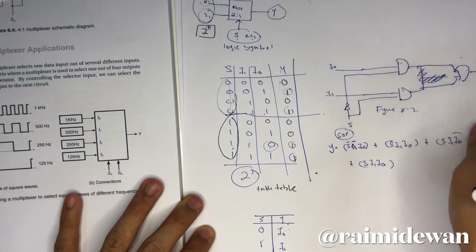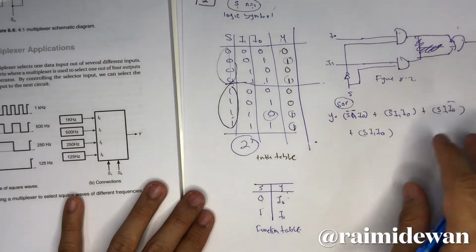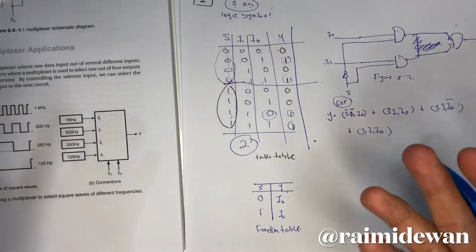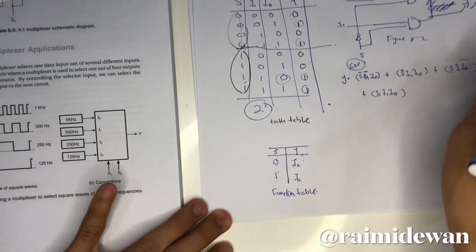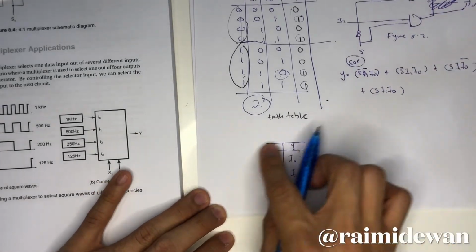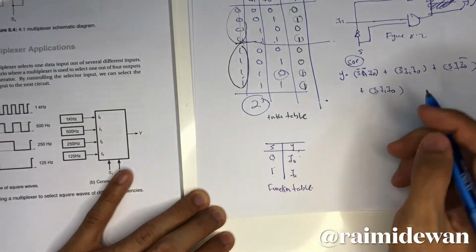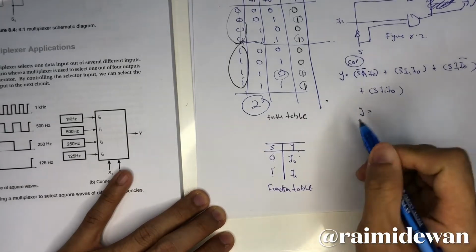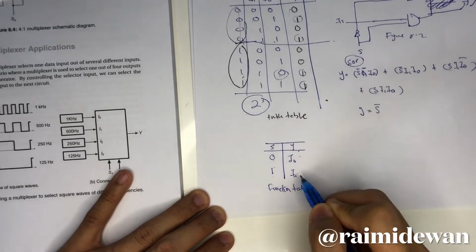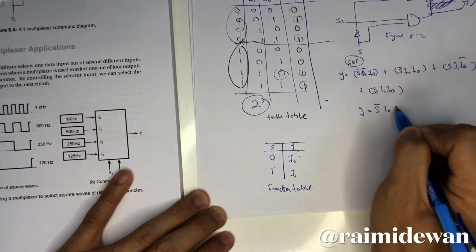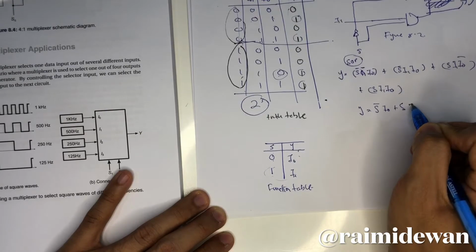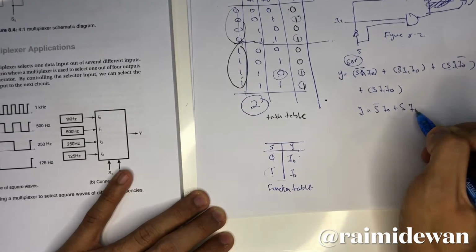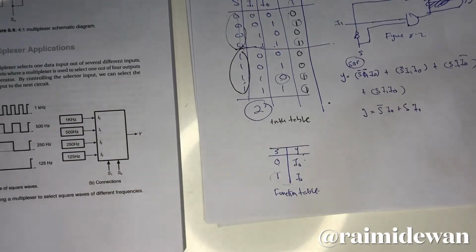And then actually this is complete. We can try to simplify it further. When we want to simplify it further, we follow this one. Can you see this one? So it's actually Y equals S bar I0 plus S I1. So it's easy.